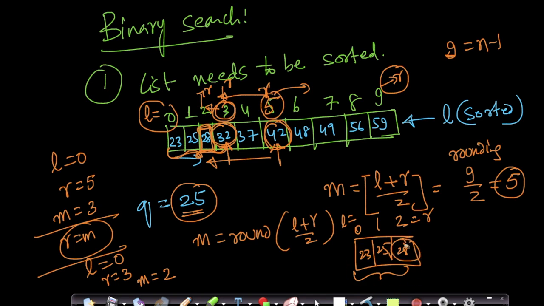Now I'll break this further. What is the central element here? It's 2. So I'll keep breaking it up till the time I find my 25. If the number doesn't exist, you'll just reach a stage where L equals R equals M, because all of them will point to just one number. That's called the termination case.